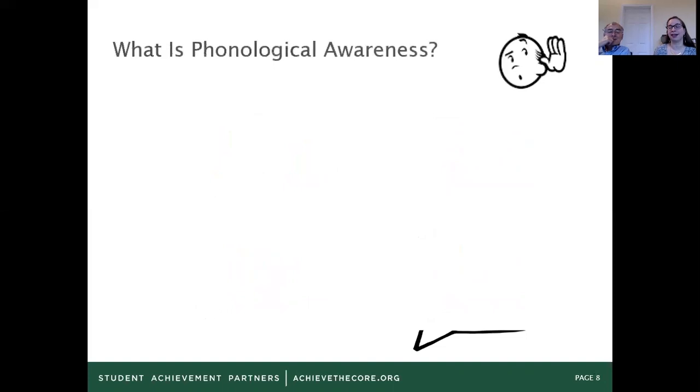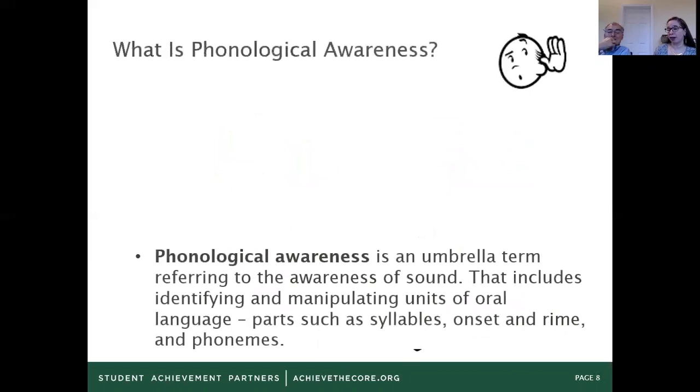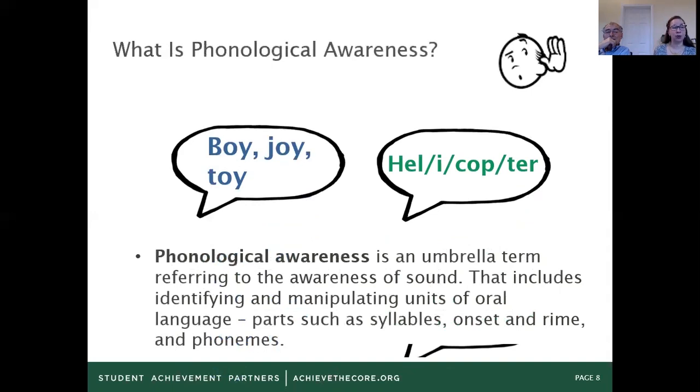Phonological awareness is a broad skill. It's an umbrella term. It refers to awareness of sound. So that can include identifying and manipulating units of oral language, so parts of syllables, onset and rhyme, and then phonemes. We will go into phonemes as one part of this skill. Everything related to phonological awareness is done through hearing and speaking. So breaking up helicopter into its syllables, or finding rhyming words that rhyme with boy are two examples of many tasks related to phonological awareness.